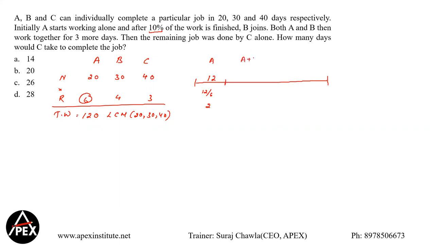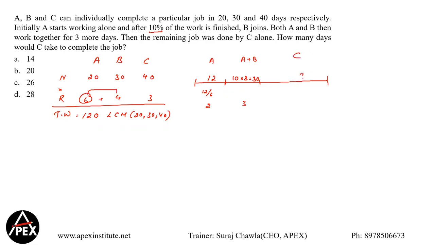So now A and B are working together. Now A and B work for 3 more days. In 3 days, A and B can together complete 10 units per day, so in 3 days they will complete 10 into 3, that is 30 units of work. So 12 plus 30, 42 units are done. Now the remaining work is done by C alone.